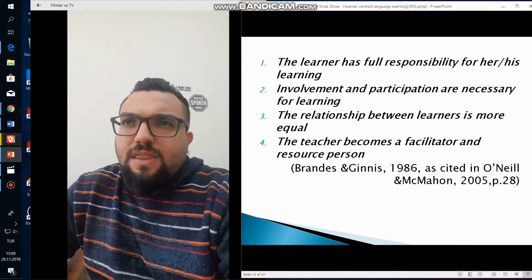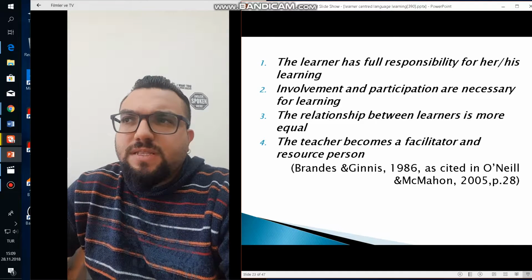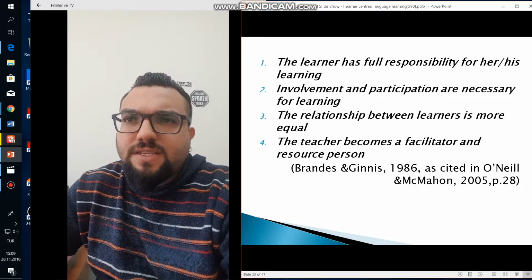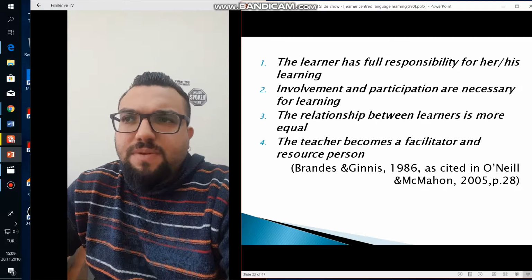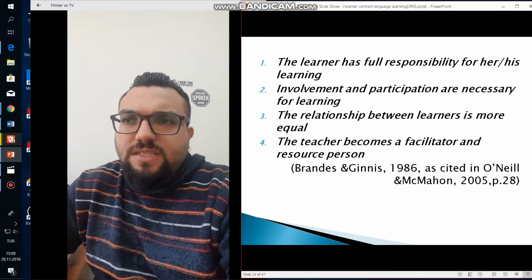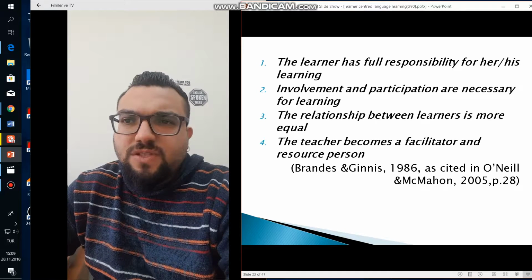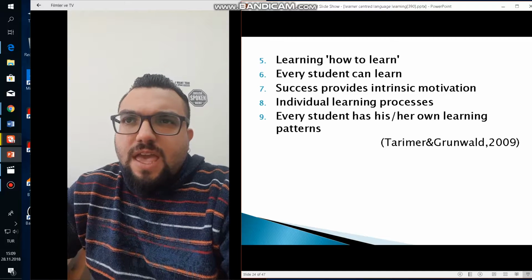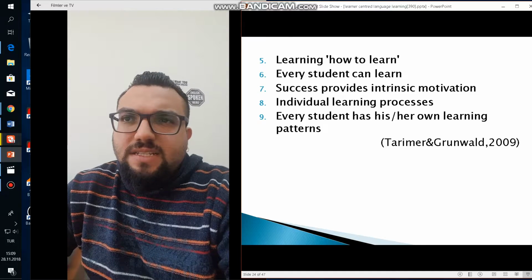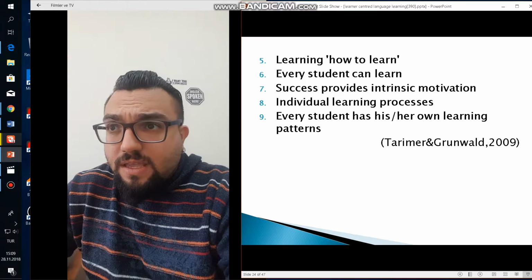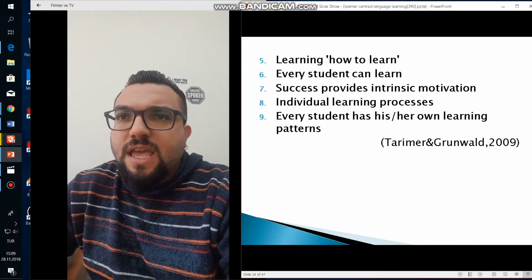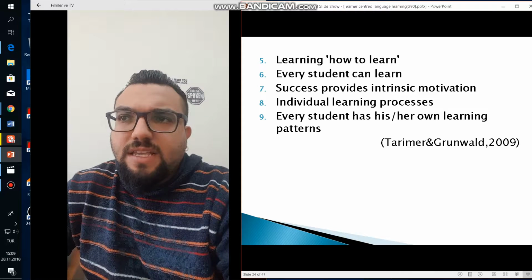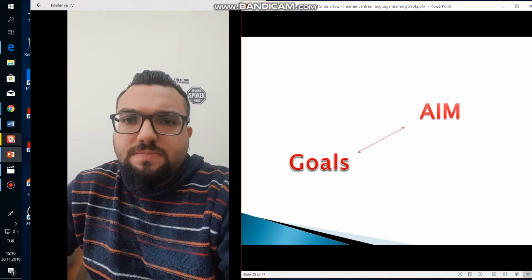Principles: the learner has full responsibility for her or his learning. Involvement and participation are necessary for learning. The relationship between learners is more equal. The teacher becomes a facilitator and resource person. Learning how to learn. Every student can learn. Success provides intrinsic motivation. Individual learning processes. Every student has his or her own learning patterns.